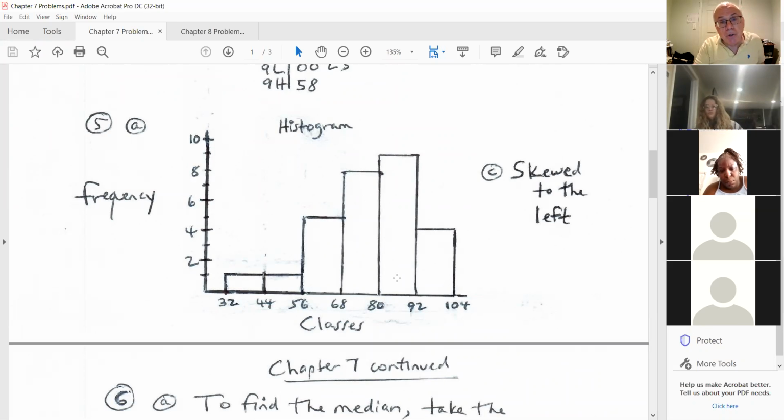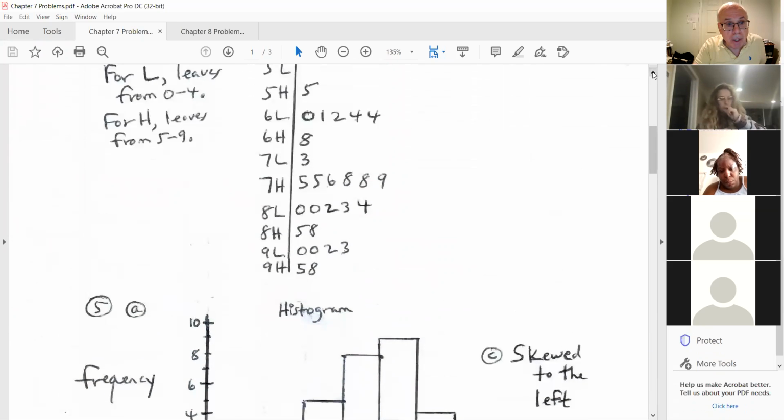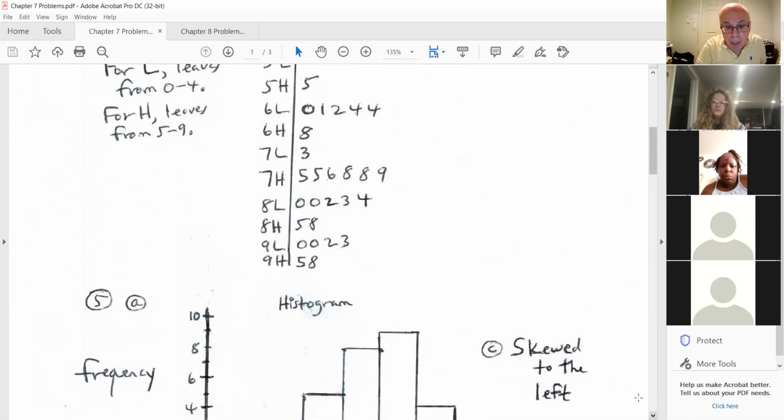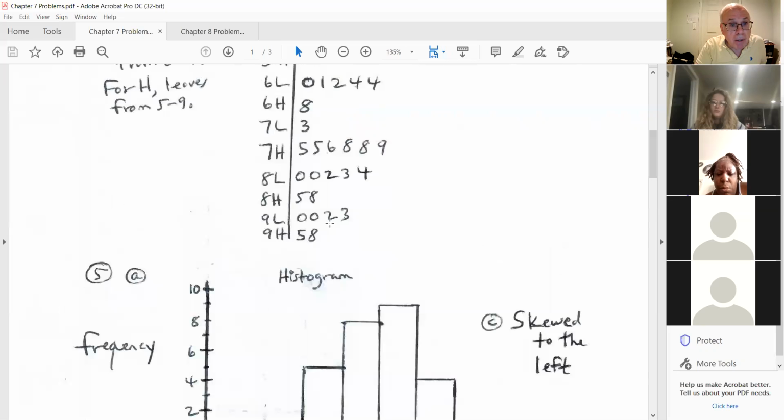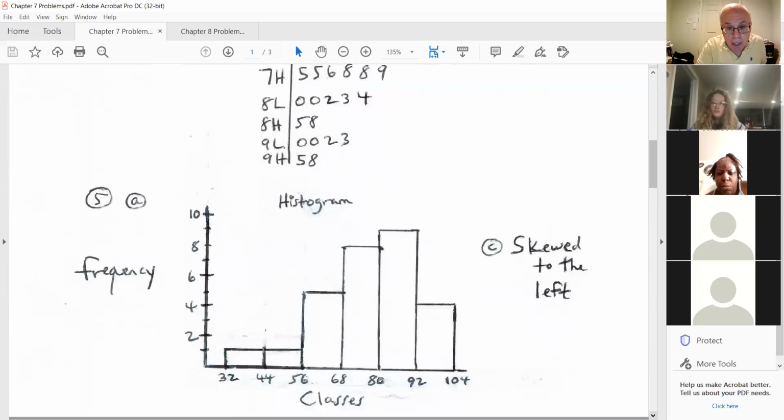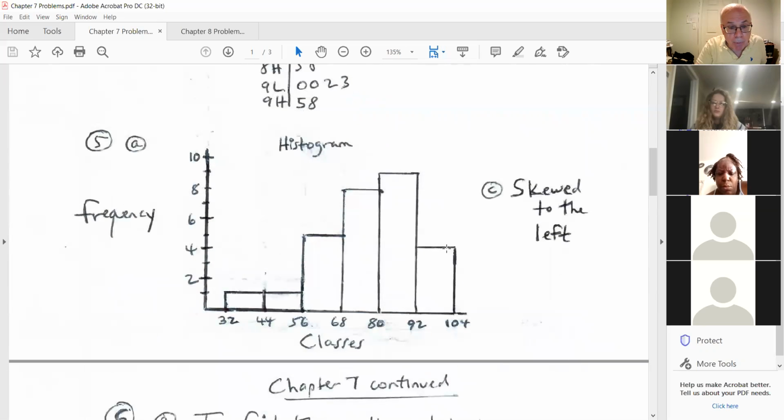From 80 to 92, I say there are 9 of them. All right, 80 up to, but not including 92. And we go 1, 2, 3, 4, 5, 6, 7, 8, 9. All right, these 9 here, from 80 through 90. And then the last group is from 92 to 104. And the 92, there's 1, 2, 3, 4 of those. And you can see the height of this one is 4.